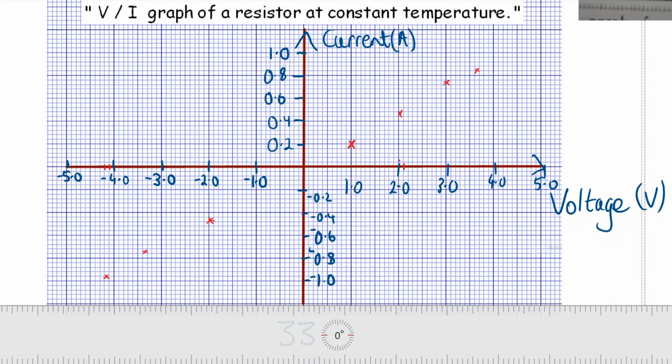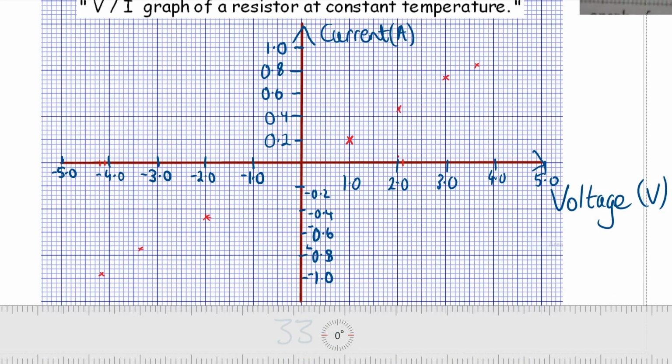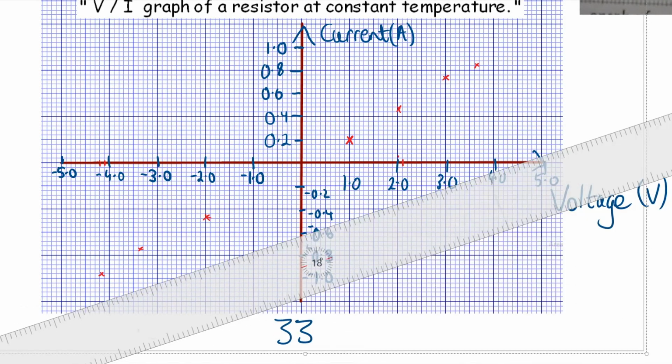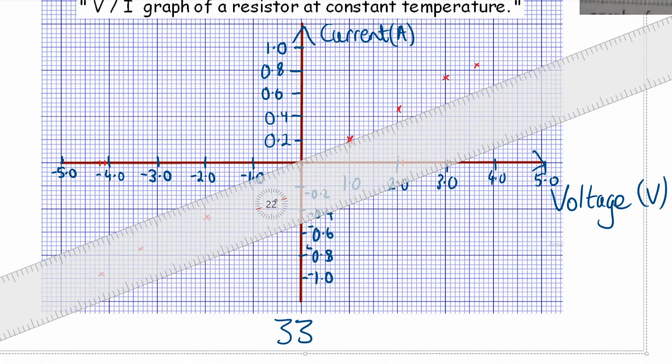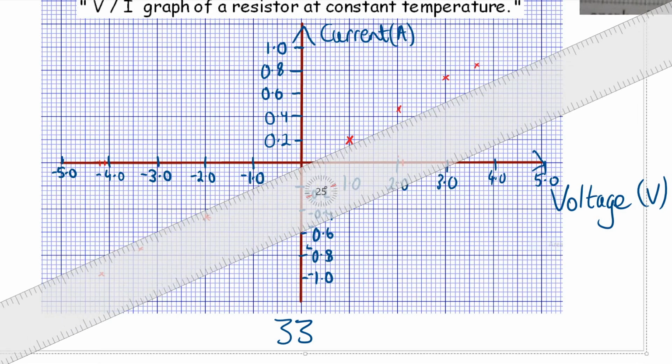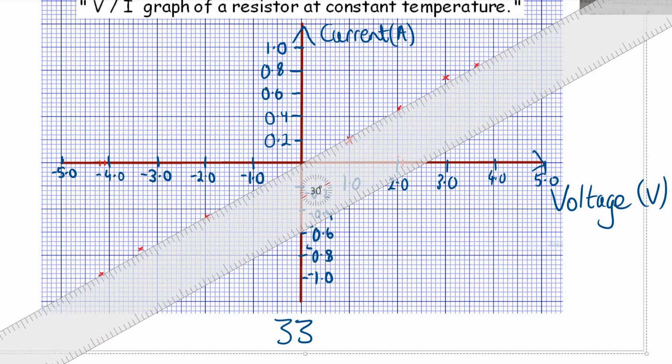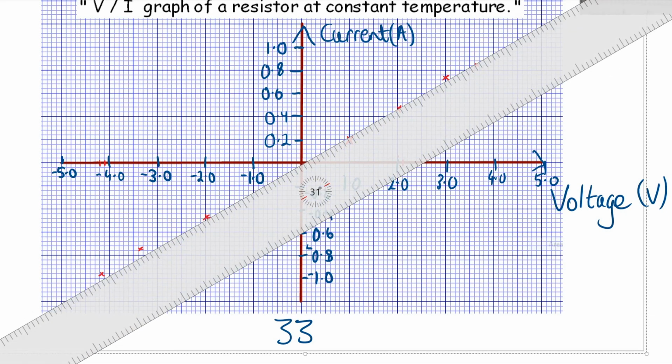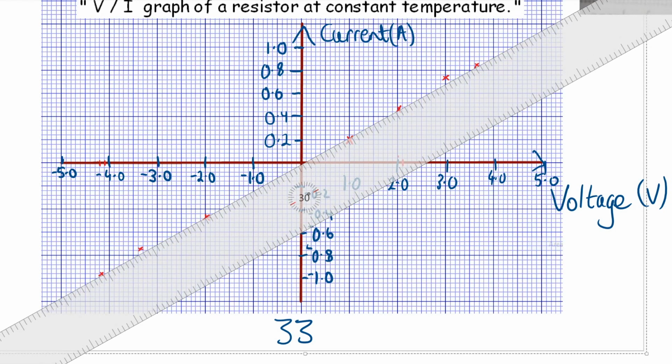Now, you should be using a pencil, of course. When you come to draw the line of best fit, it needs to go through the origin. The reason it needs to go through the origin is because when the voltage is 0, the current is 0. So line of best fit, what you're trying to do here is find that line where it's going through as many of the points as possible, but also you've got the same number of points above and below.